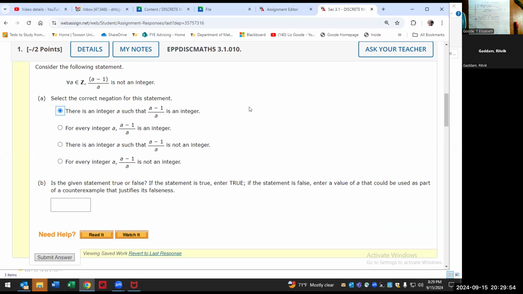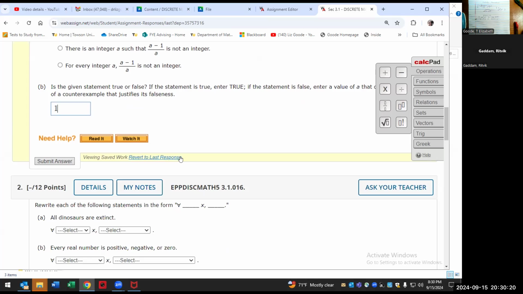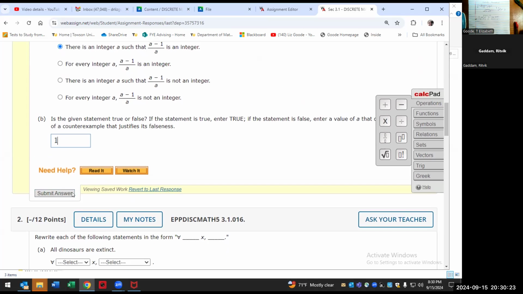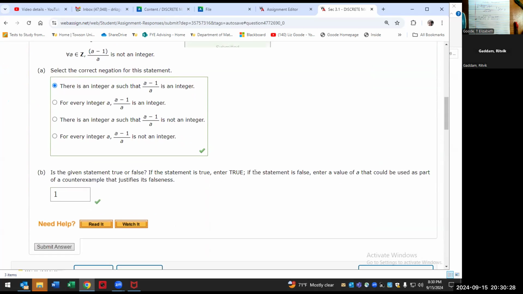So I tried 1. And when you try a equals 1, how does a minus 1 over a evaluate? What does it become? 0. That's right. And is 0 an integer? Yes. Good. So 1 would be a decent counterexample. Okay. There we go. All right.